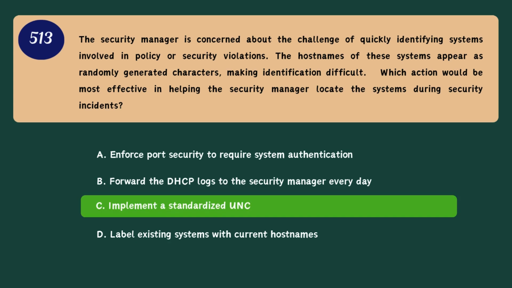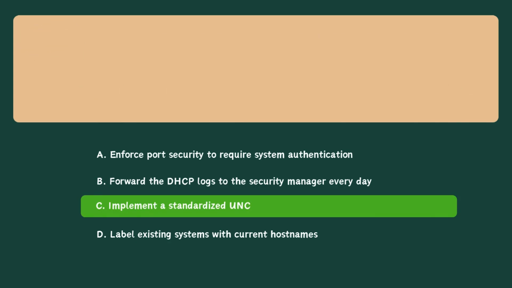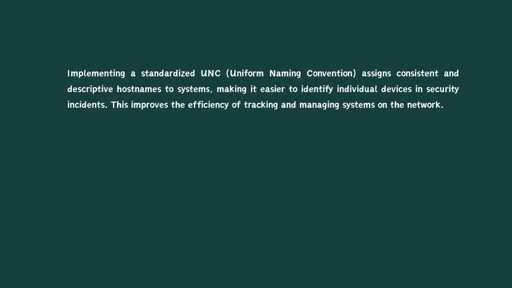Correct answer. C. Implement a standardized UNC. Implementing a standardized UNC, Uniform Naming Convention, assigns consistent and descriptive host names to systems, making it easier to identify individual devices in security incidents. This improves the efficiency of tracking and managing systems on the network.